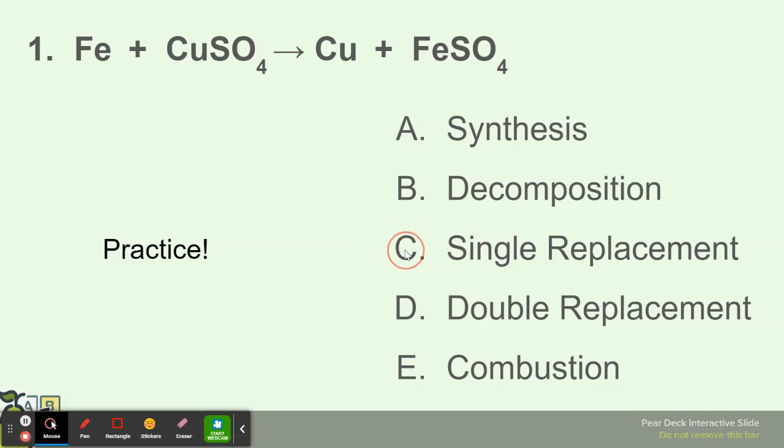How do we know? Well, when we look, we have an element and a compound. At the end, we have an element and a compound. Now, that element, Fe and Cu, are swapping places. So Fe starts by itself, and at the end, copper's by itself and has swapped with Fe, which is now part of the compound. So in a single replacement reaction, a single element switches with part of a compound.